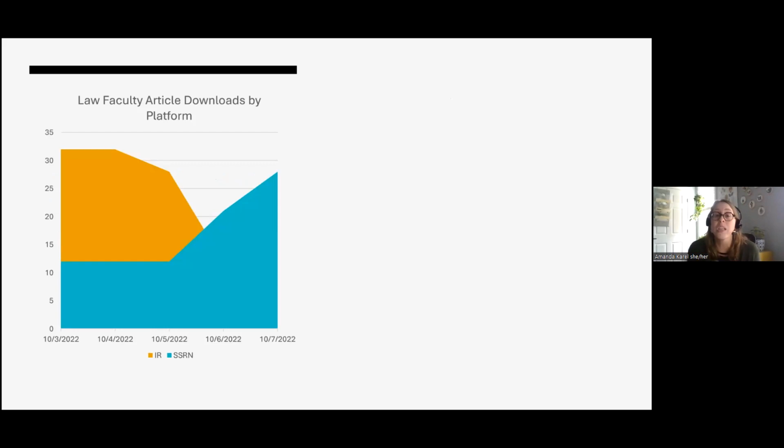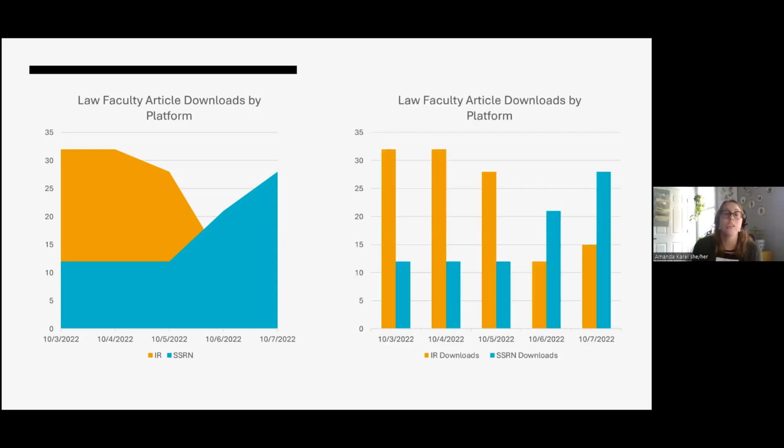And this becomes particularly true when some of the data is hidden. Researchers have found that human beings are just much better at judging length than area. And this is probably why column charts and bar charts are so ubiquitous. Here's the exact same data presented as a column chart. Now you can actually see what is happening to IR downloads that's hidden behind SSRN.